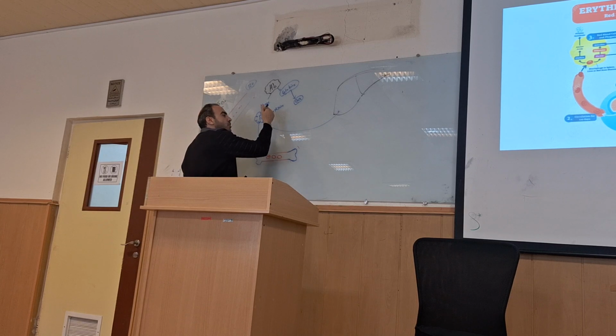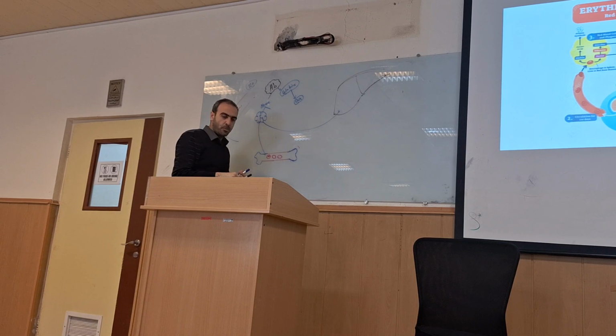But related to this part, when we degrade heme to Fe, biliverdin is produced at first.